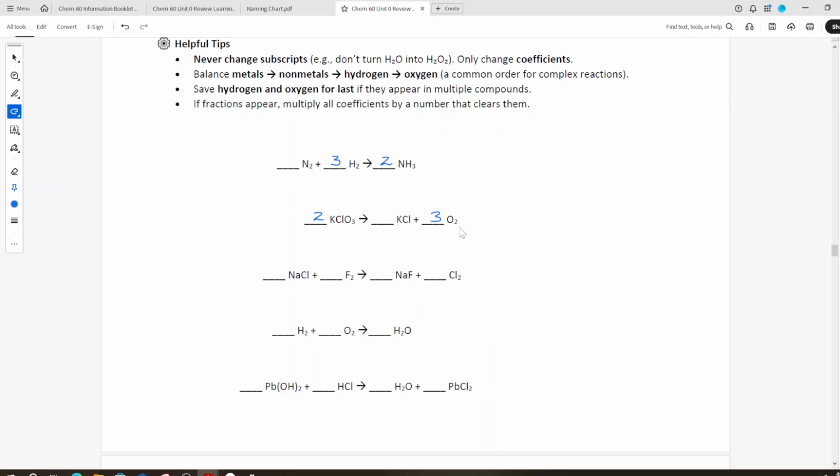What'll often happen is that as soon as you put on a coefficient, it'll mess something else up. So now I have 2 potassiums and 2 chlorines on the left, but luckily I can simply fix that by putting a 2 there. And now everything is balanced.